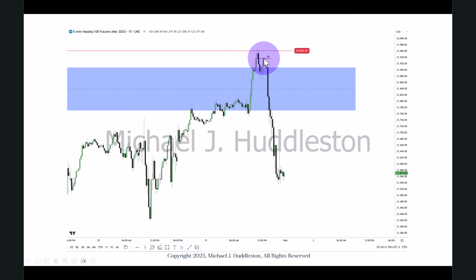But when the price hit that bearish order block there, I knew that it was likely to trade to at least this point here at 21,750. I can say that because I executed on it.